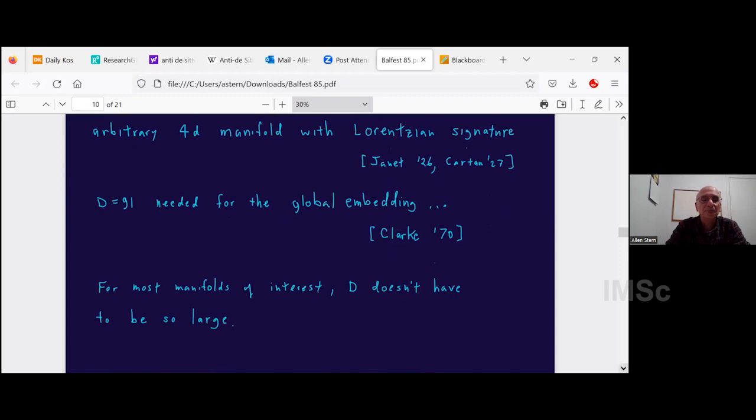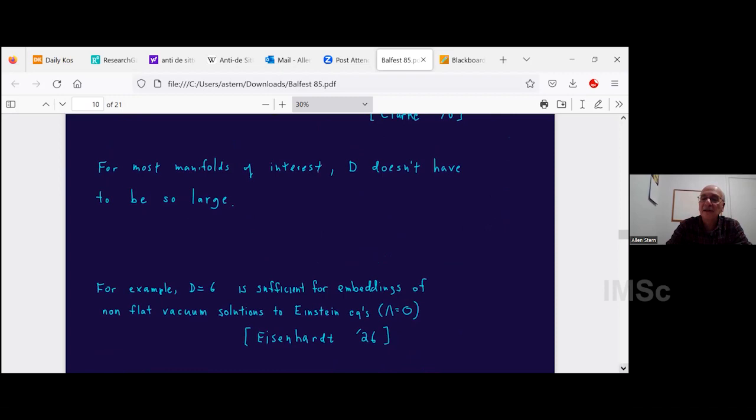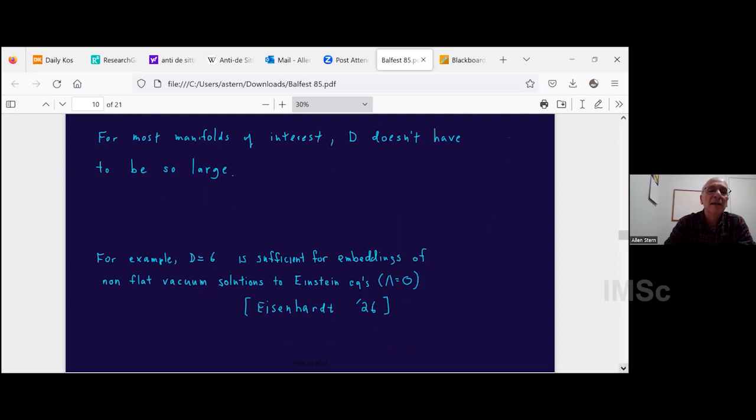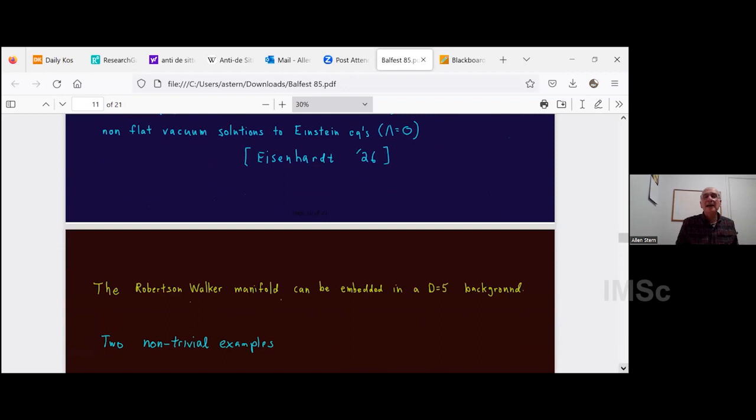For example, for the case of non-flat vacuum solutions of the Einstein equations, a six-dimensional flat background is sufficient. In the case of the Robertson-Walker manifold, it's possible to embed that in five dimensions. And I want to look at two non-trivial examples of this. Oops, going too fast here.